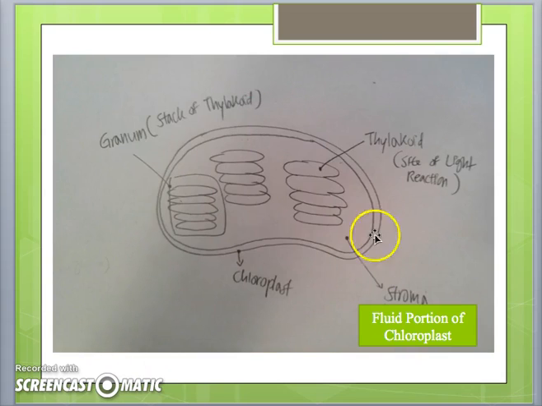This is a more detailed picture of what a chloroplast looks like. This flat-looking thing is a thylakoid, and a stack of thylakoids is called a granum. The thylakoid is the site of the light reaction. The stroma right here is the fluid portion of the chloroplast, and the stroma is where the Calvin cycle, the dark reaction, happens.